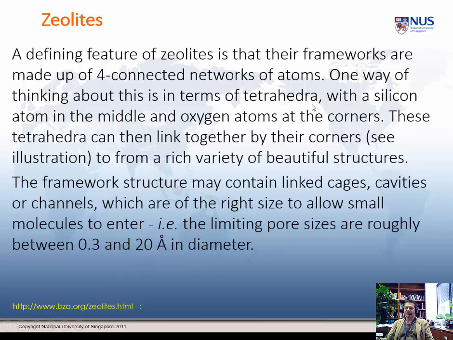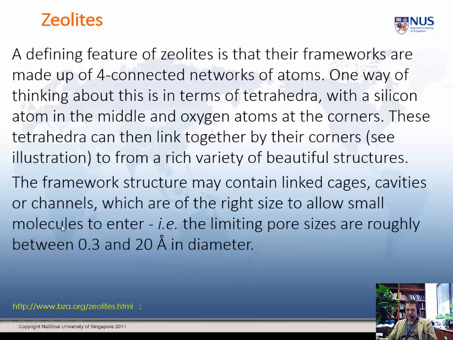I just showed you the tetrahedra type way of thinking about it, with a silicon atom in the middle, an oxygen atom at the corners. Then these tetrahedra can link together by their corners, and there are a variety of structures, and again I'll show you a few more in a moment. This framework structure may contain linked cages, cavities, channels, and of course they're of different sizes but consistent sizes.